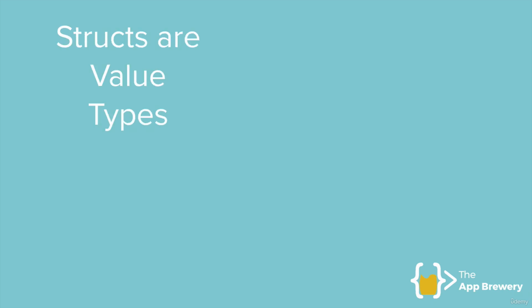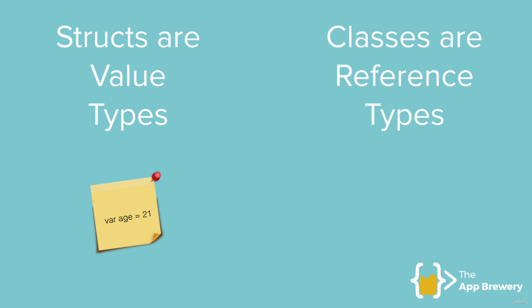Now, another common thing that you'll hear when people are discussing structs versus classes is that structs are value types. And this means that they store the actual data values. Now, classes are reference types, and we store a reference to a block of memory. And the reference is just an instruction for how you might locate that block in the heap.